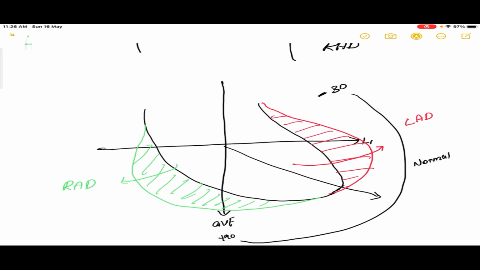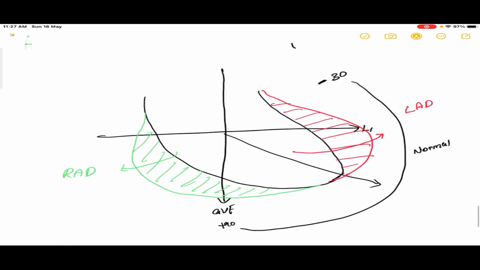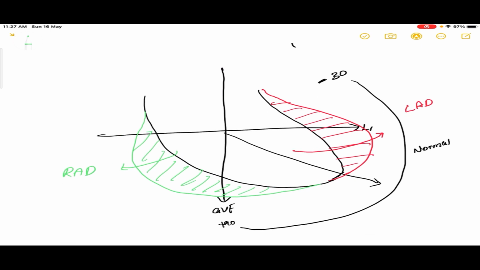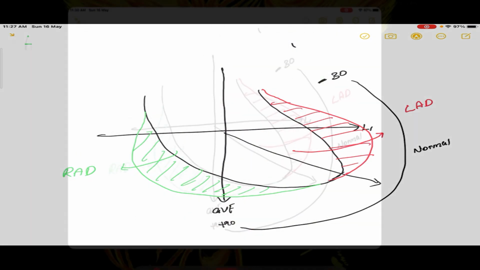In hypertrophies, the vector is pulled towards the site of pathology. Whereas in case of MI, because there is muscle necrosis, the electrical activity on the site of the MI is reduced. So in MI, the cardiac vector is pushed away from the site of pathology.